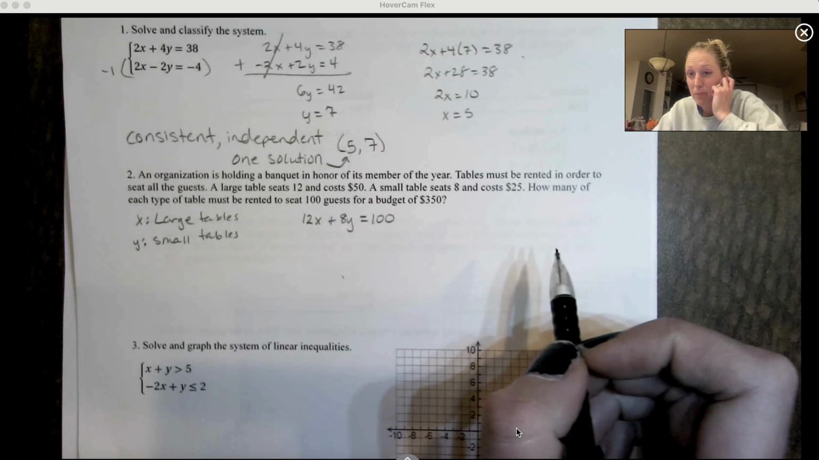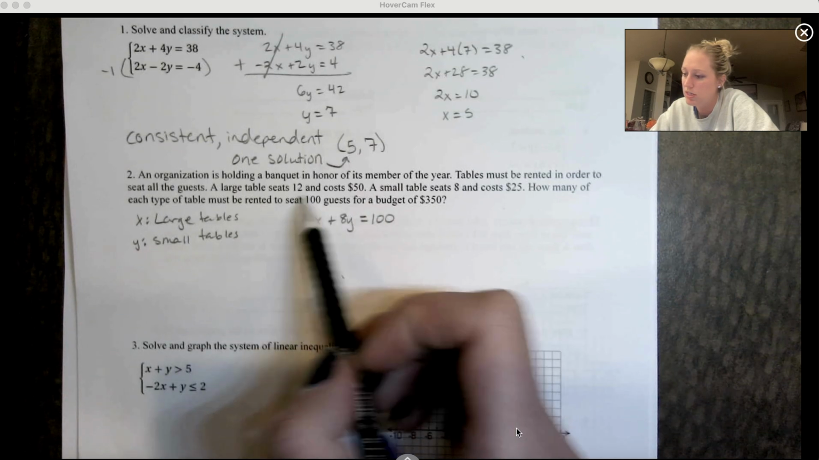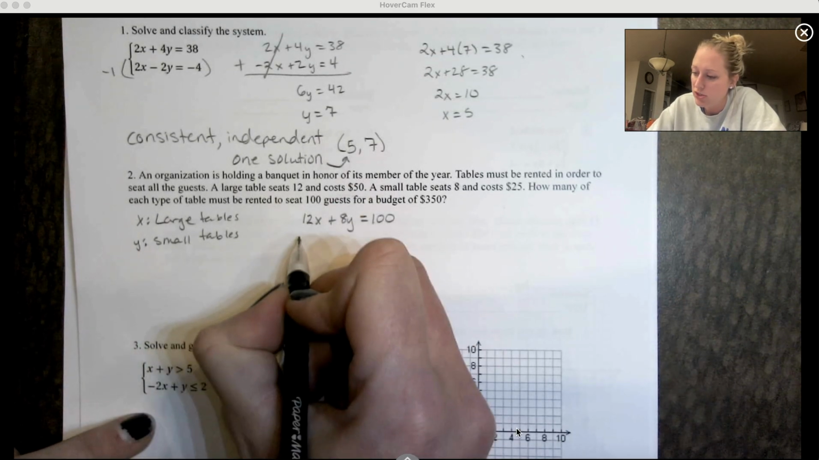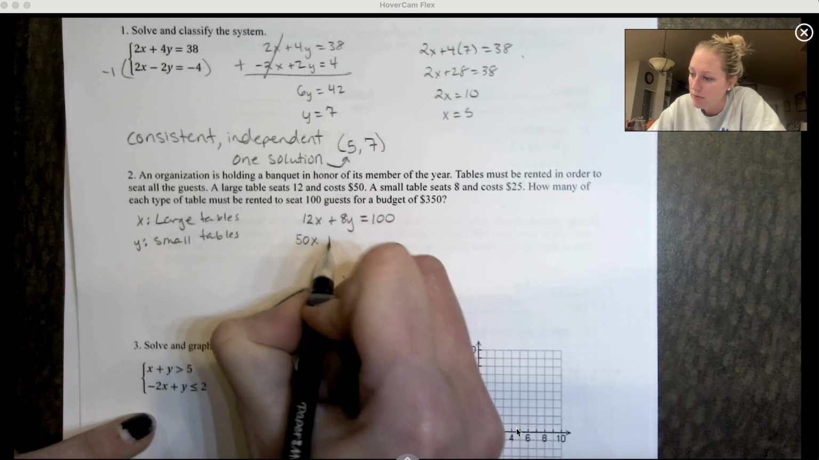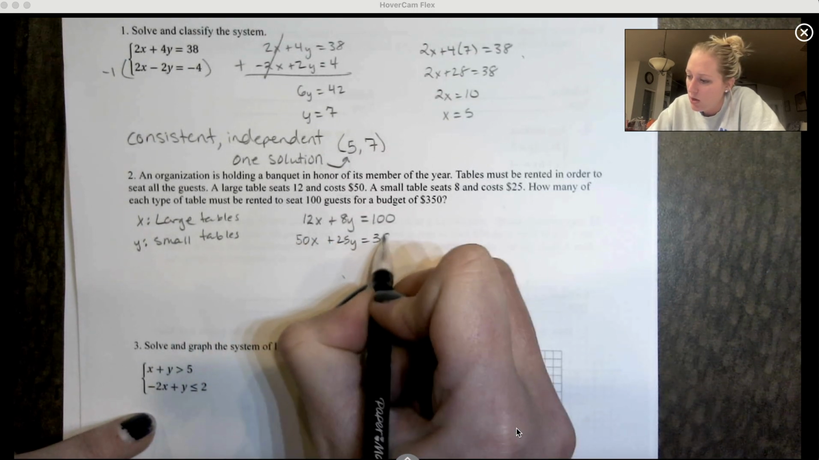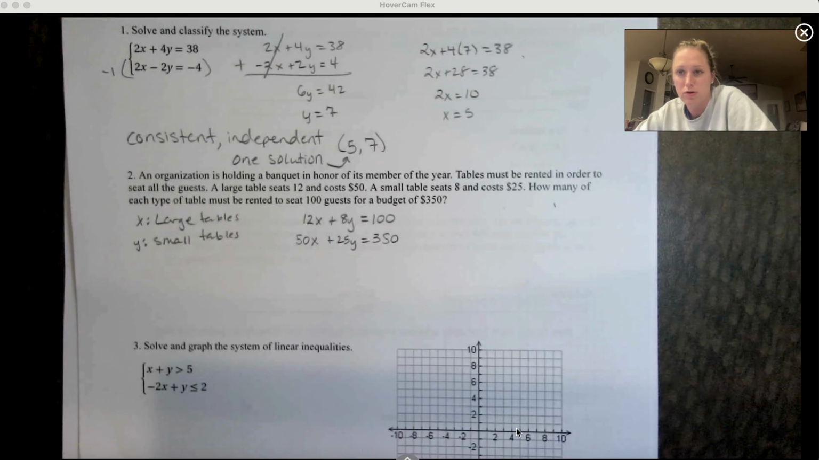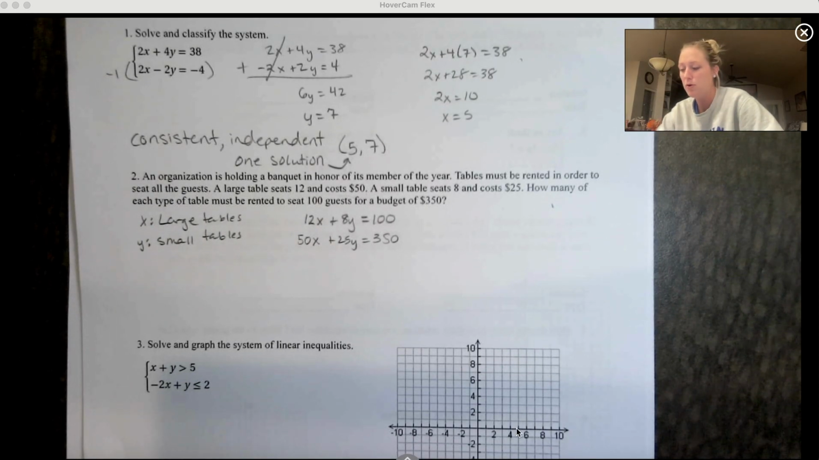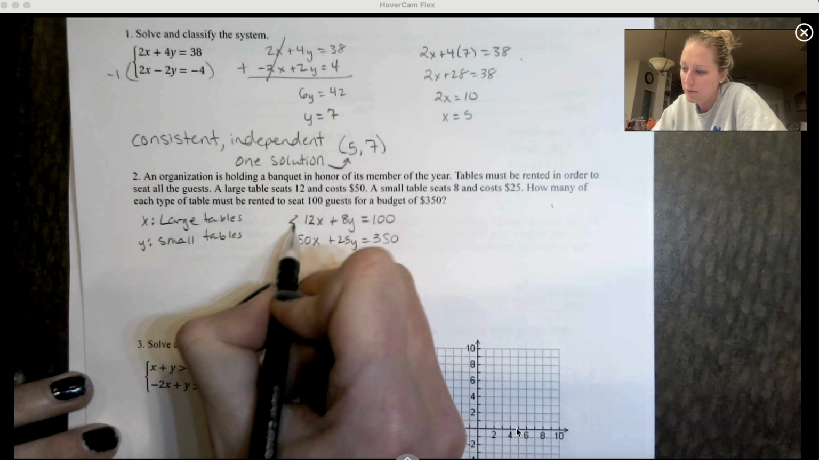Now we have a budget limit that we have to hit. So we're going to say now the cost per each table. So it's 50 for the large tables, 25 for the small tables, and we want that to total amount of money spent to be $350. Okay, so here's my system. Now we're going to solve it.